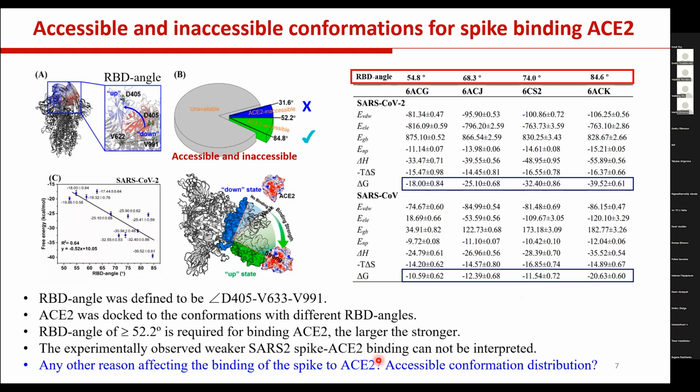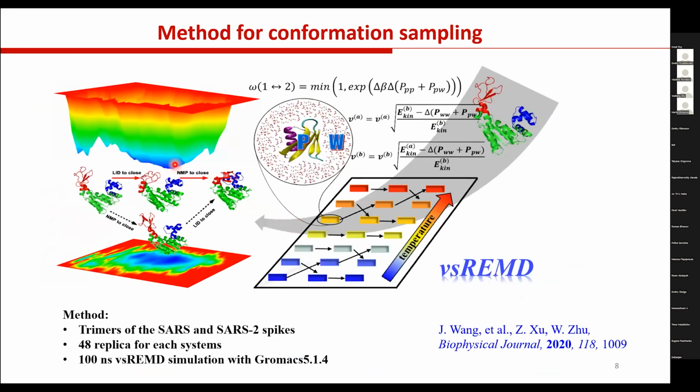So we wondered whether there is any other factor affecting the binding of spike to hACE2. We think it might be the accessible conformation distribution. In order to sample the conformations and understand the conformation distribution, we performed a large MD simulation using a method called VSRMD, which we published in 2020.